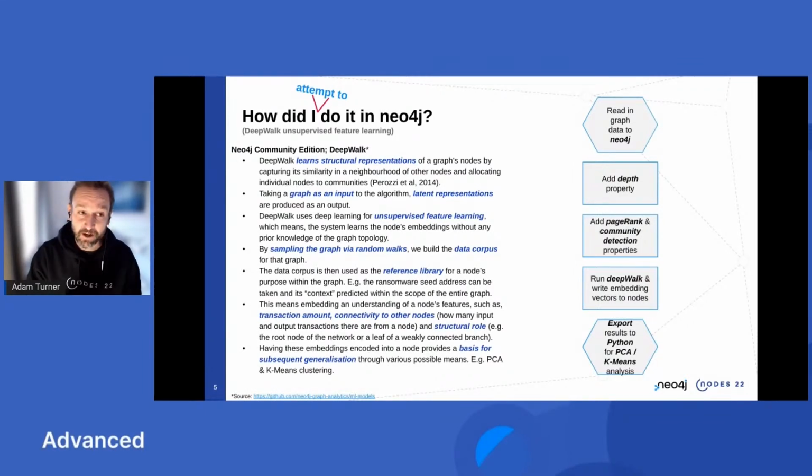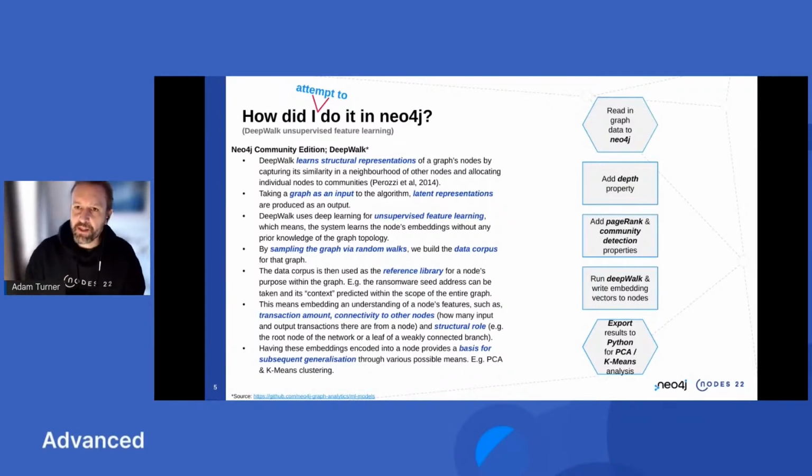If anyone's interested, I highly recommend reading that paper to get a deeper understanding of the embedding concept that DeepWalk was looking at. Essentially, DeepWalk allowed me to learn structural representations of the graph's nodes, and I could capture the similarity in a whole neighborhood. So one of these graphs, one of the cache out graphs, I particularly focused on, and I was able to embed those learnings into the individual nodes within the community of the graph that I was looking at.